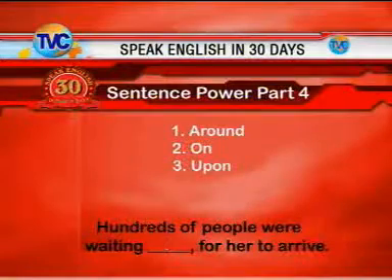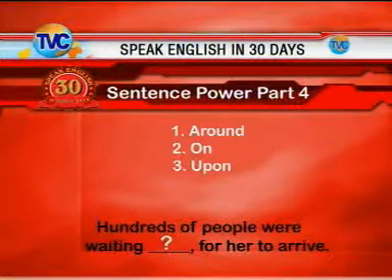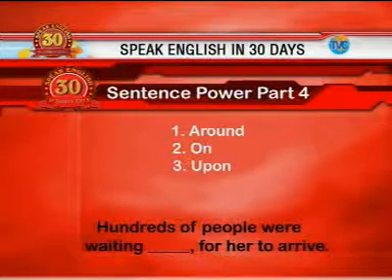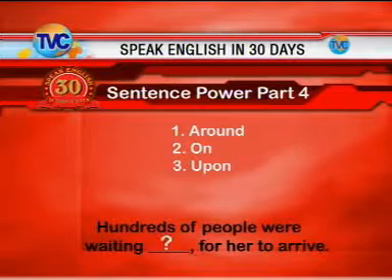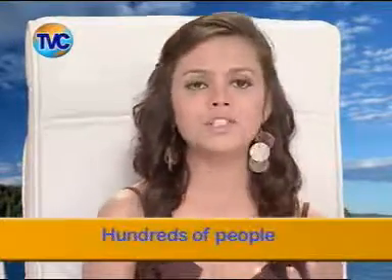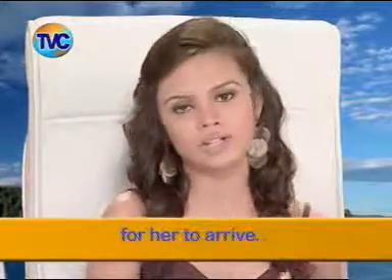Hundreds of people were waiting for her to arrive. Around, on, upon. The correct answer is around. Hundreds of people were waiting around for her to arrive. Let us now go through a set of phrasal verbs based on the verb to work. And then finally, we will do the last set based on the verb to write.